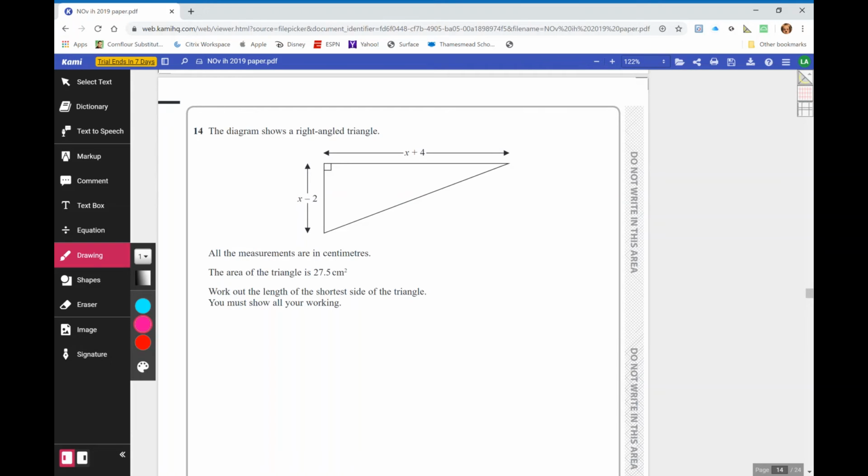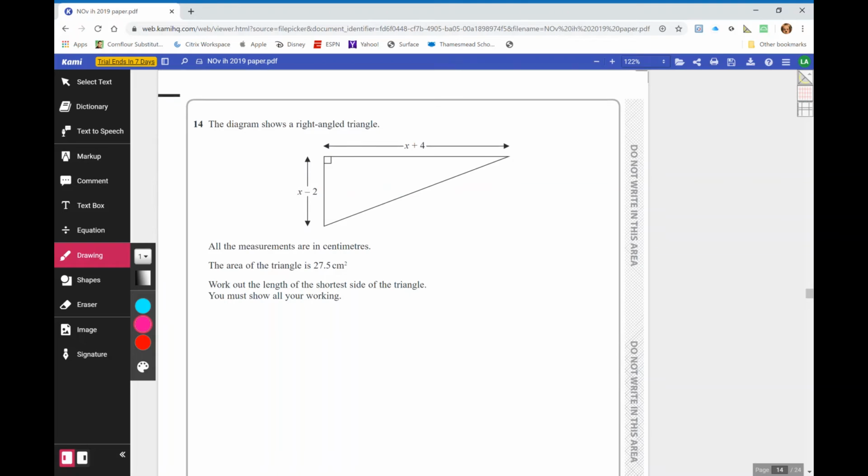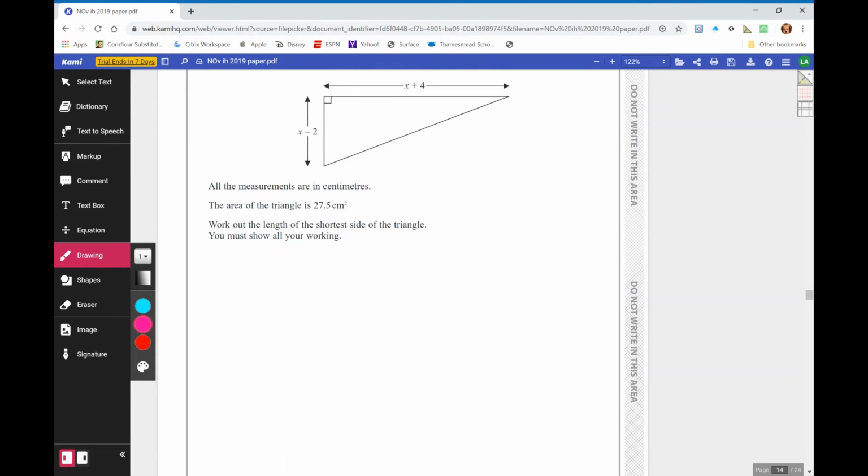Alright, question 14. Here is a right angle triangle, and it tells you both side lengths in algebraic terms, x minus 2 and x plus 4. The area of the triangle is 27.5 centimetres squared. To find the area of a triangle, you do base times the height, and then you would divide that all by 2. And we know if we did that, we would get 27.5.